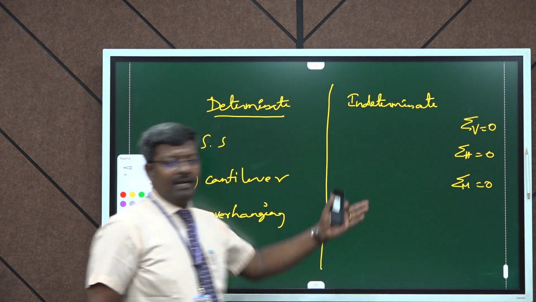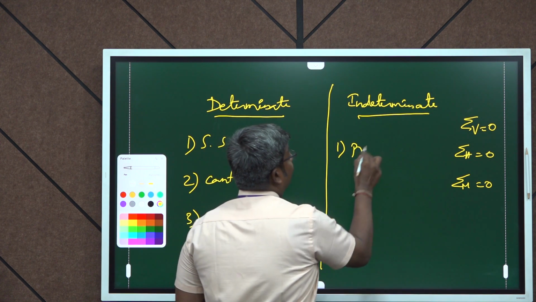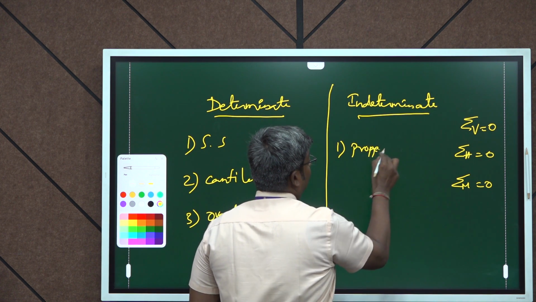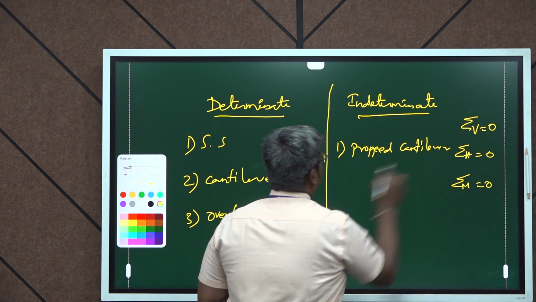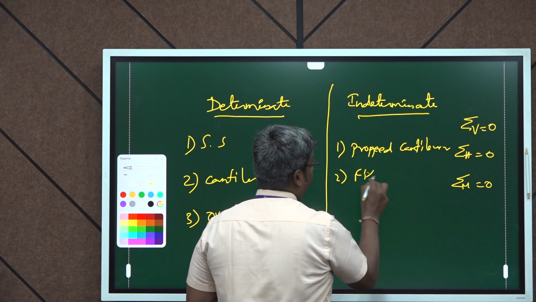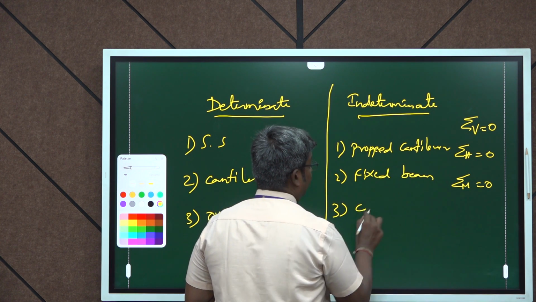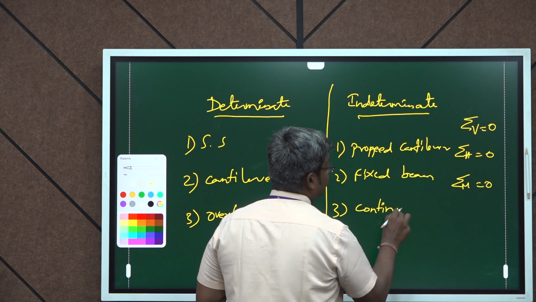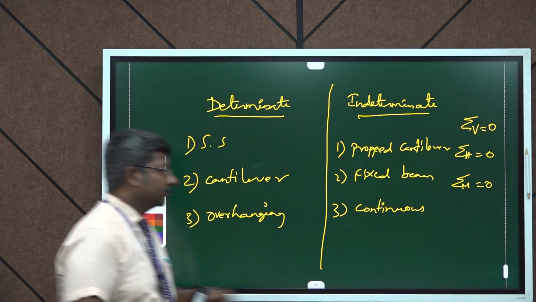And in the indeterminate beam category, there are three types. The first one is propped cantilever beam, then fixed beam, and the third one is continuous beam. These are the three different types of indeterminate beam. Let us see one by one.